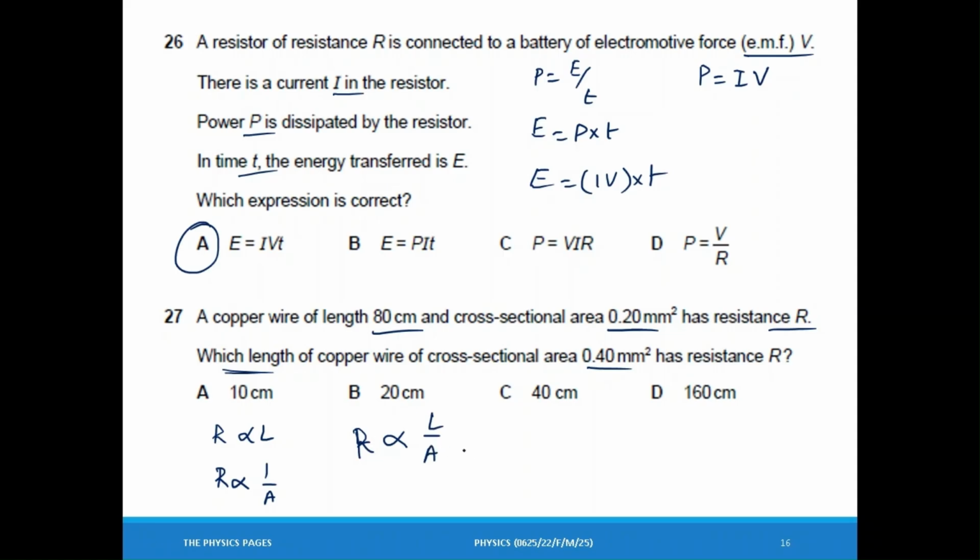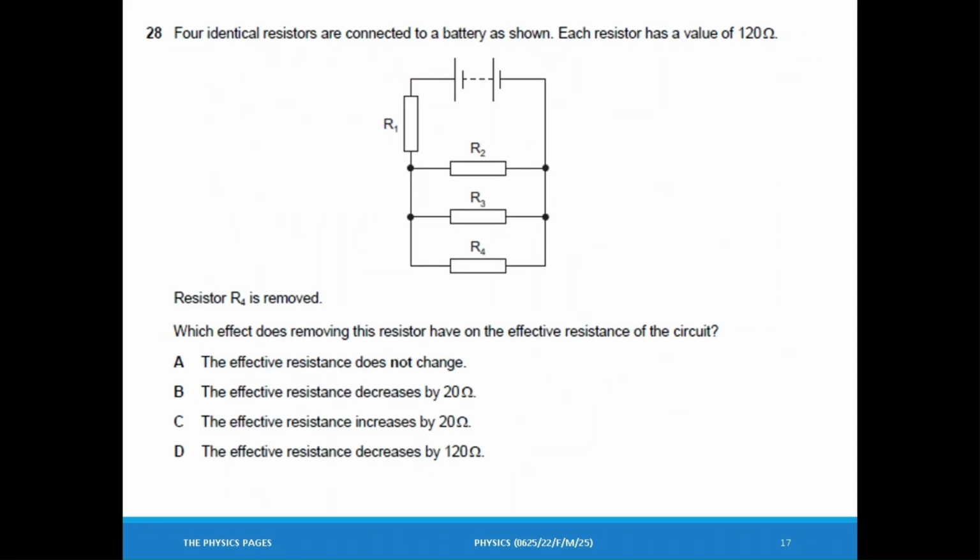If the denominator is doubled, then the length should also be doubled to cancel it. So you can simply say if you have 2A, your answer will be the same if you have 2L. So this will be double. So 80 centimeters will go to 160 centimeters. So length is doubled when area is doubled to have the same resistance. So option D is the correct option.